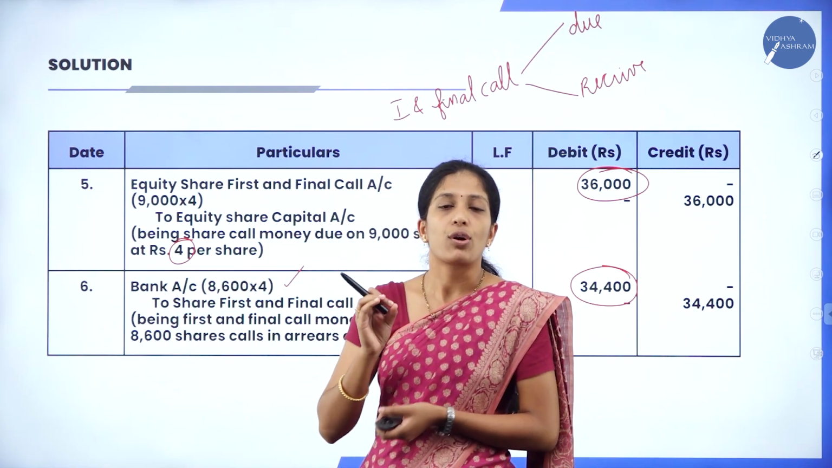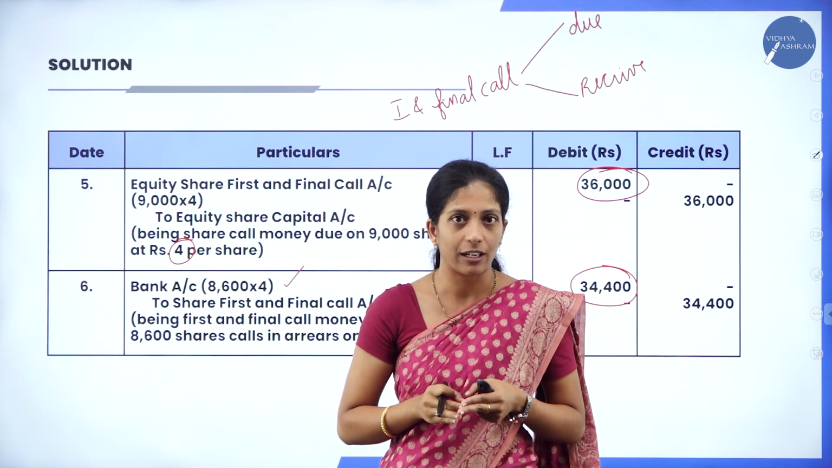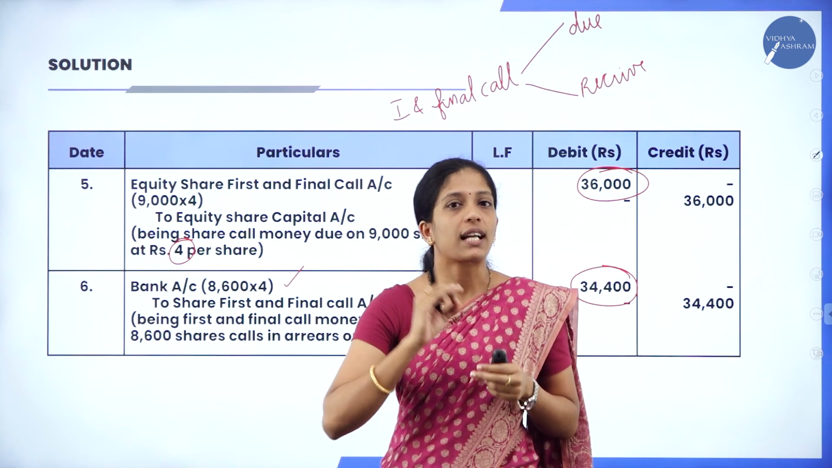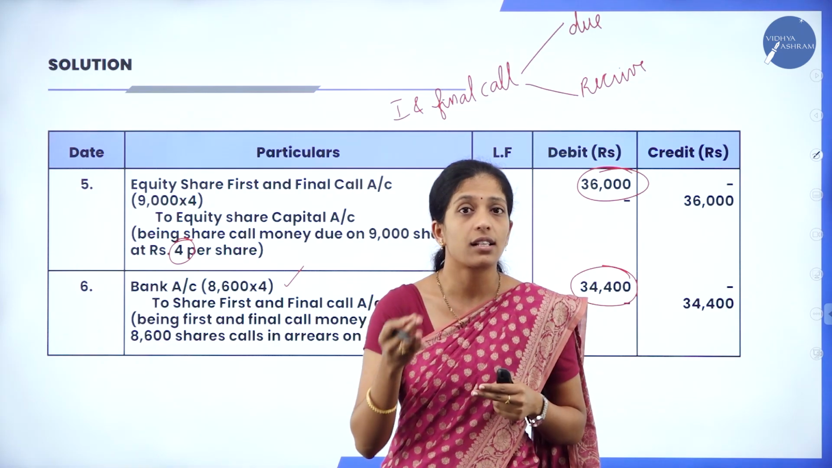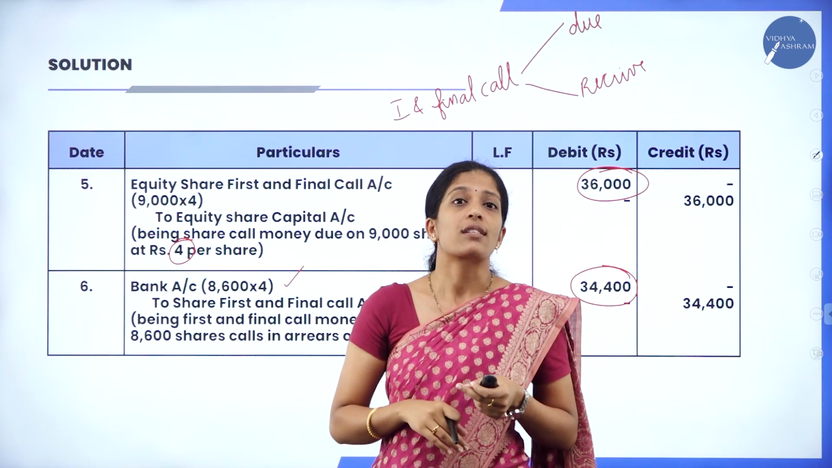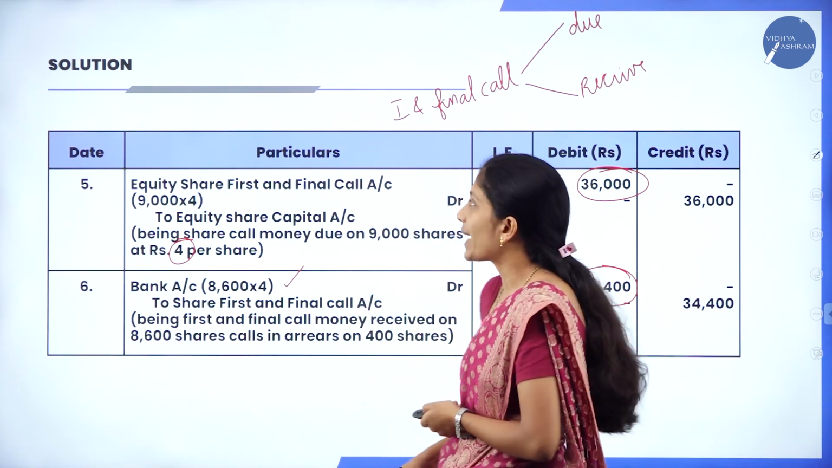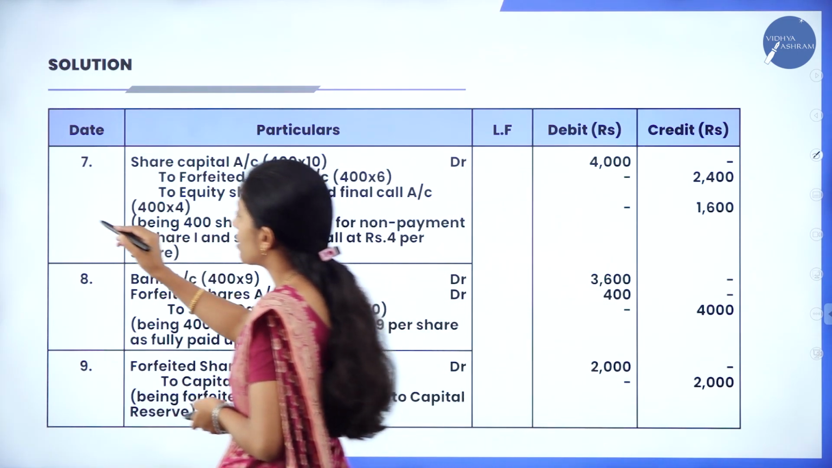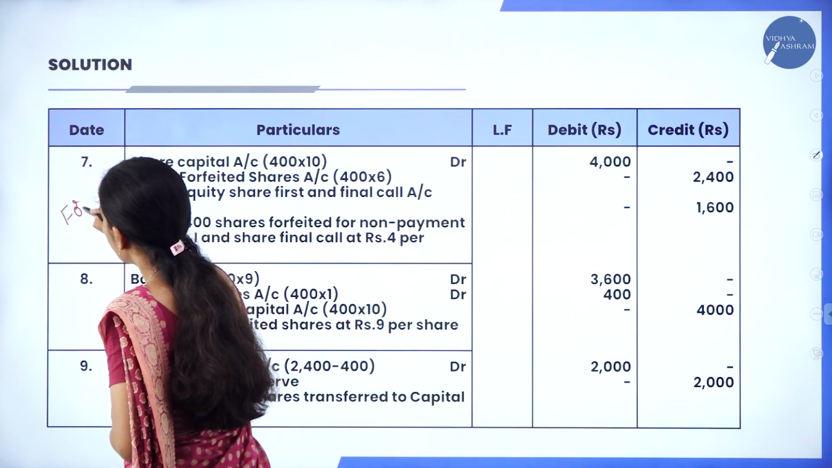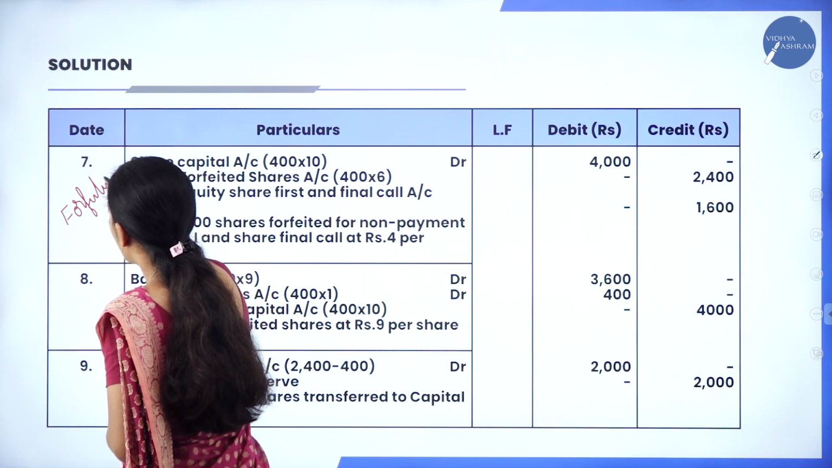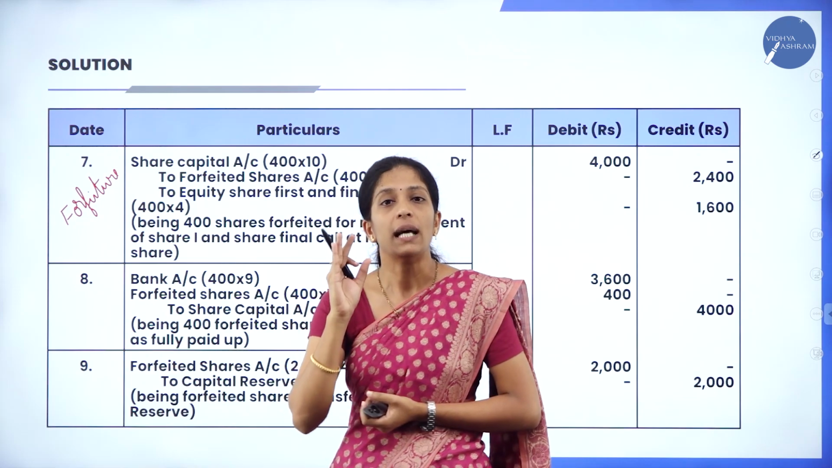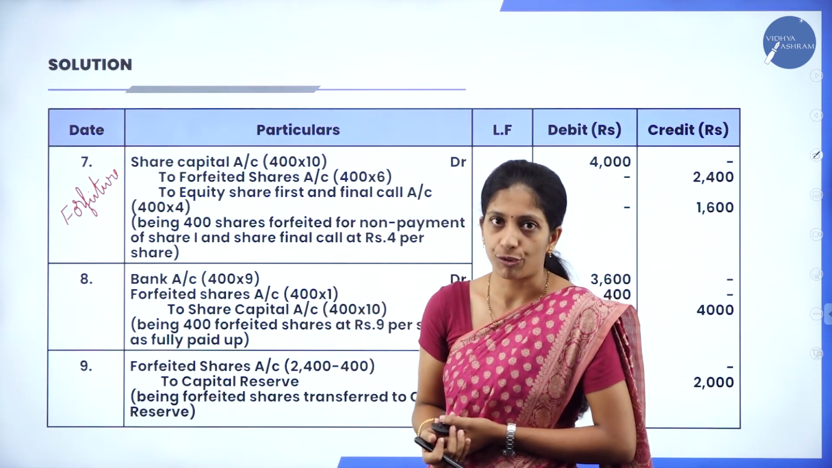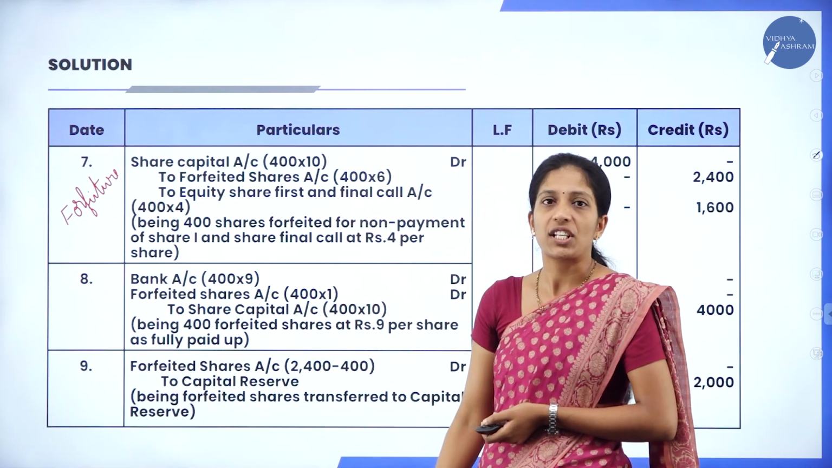Now, 400 shareholders have not paid the first and final call money. So for them, what has the company decided? To cancel these shares. Cancelling those 400 shares is known as what? Forfeiture, for which we have to record an entry. What do you mean by forfeiture? Cancellation of shares for not paying the money. That is known as forfeiture. Now, what is your forfeiture entry?